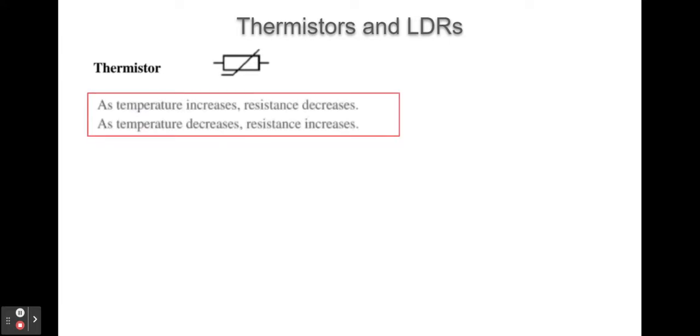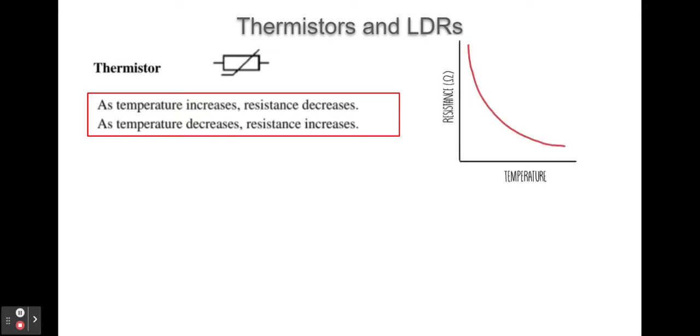Now, some other types of resistors. We have the thermistor, which has that symbol, and it's a device where the temperature affects its resistance. It's a semiconductor device, in fact, and what happens is, as the temperature increases, the resistance decreases, or as the temperature decreases, the resistance increases. So we could draw a graph a little like that.